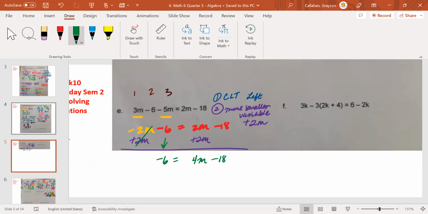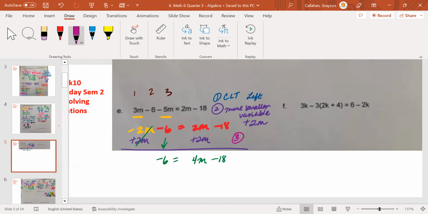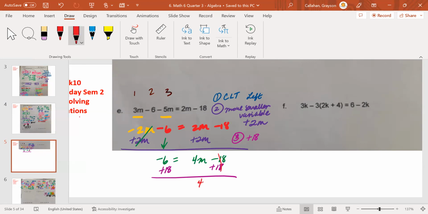How many m's? Okay, third step, what do you do? How do you do that? That crosses out, 4m is equal to what?